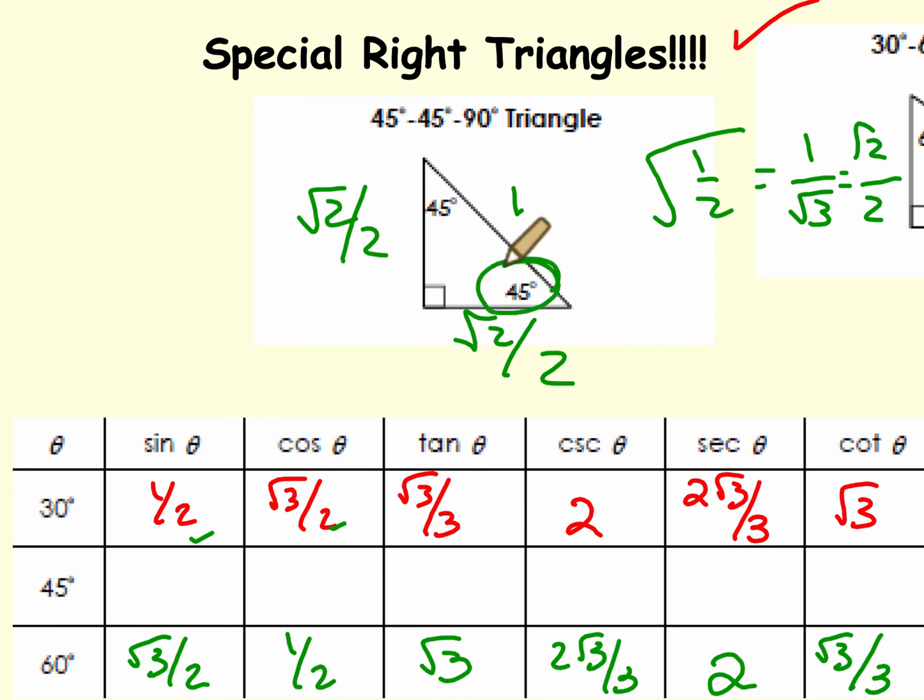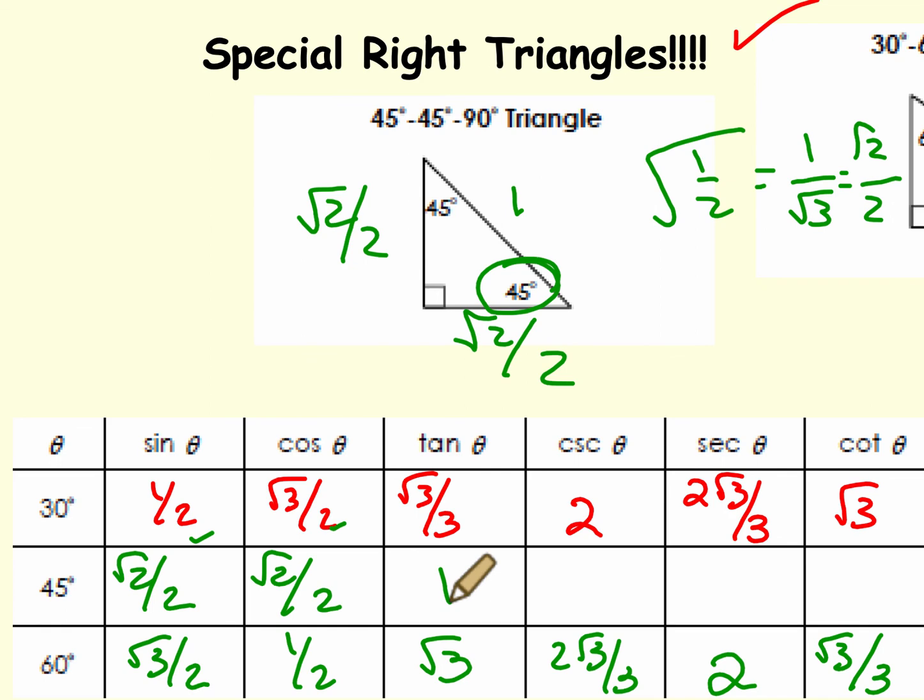If I'm here at 45 degrees, my sine is opposite over hypotenuse, which is just 1, leaving me square root of 2 over 2. And the cosine is actually the same thing because the angles measure the same. Tangent is square root of 2 over 2 over square root of 2 over 2, which is the same number, which gives us 1.